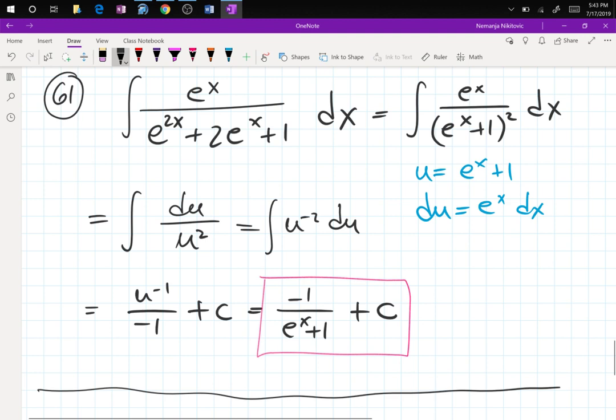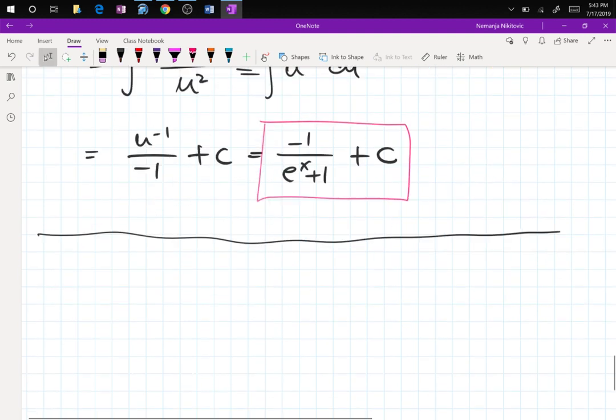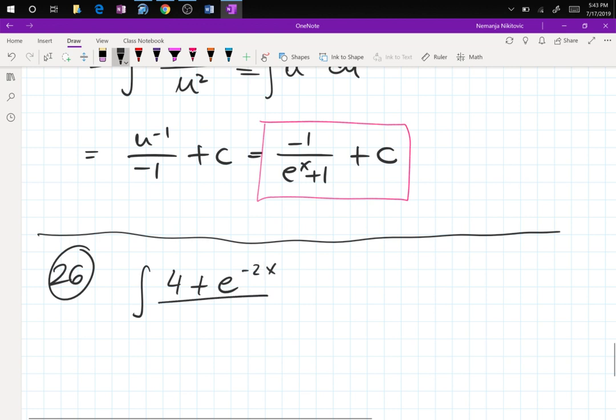Oh, at one point I put this problem on the exam and half of the classroom spontaneously combusted. Four plus e to the negative 2x divided, I mean, it was something similar to this, 3x dx.